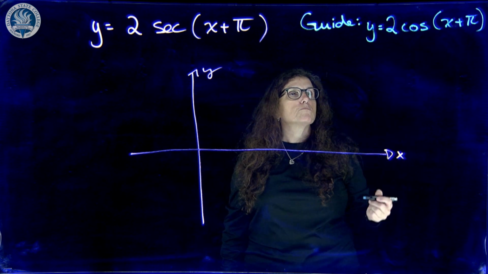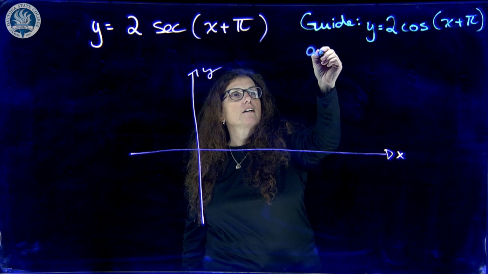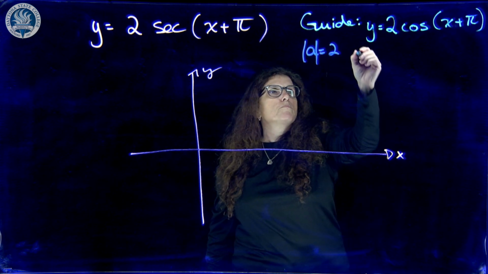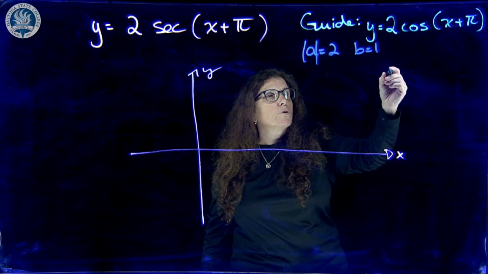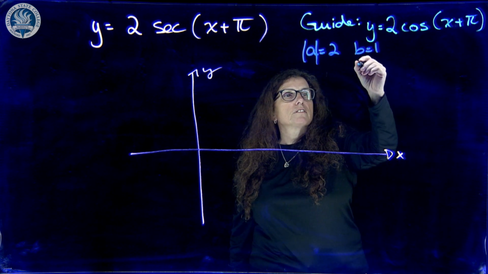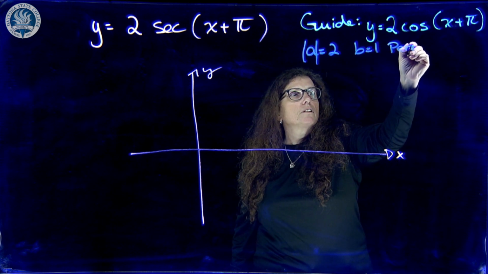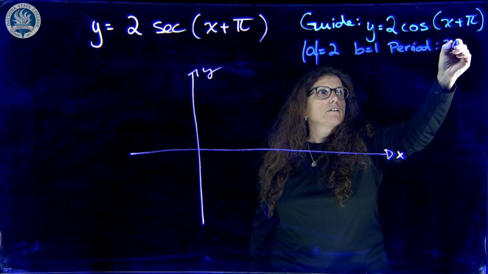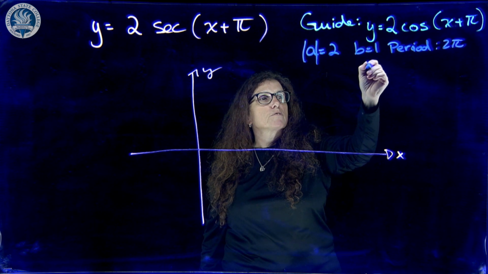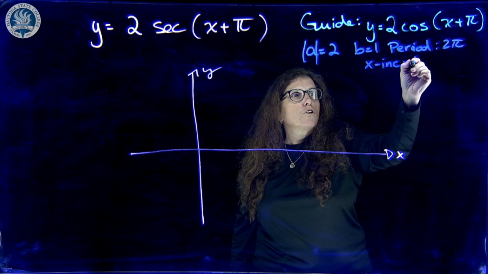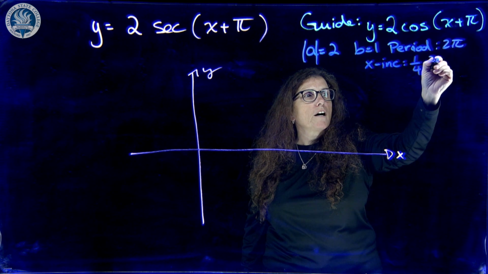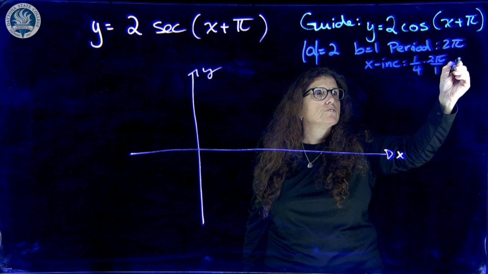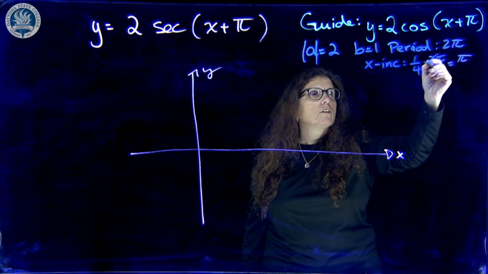Let's identify the important parts first. We have a, the amplitude is equal to 2. B is equal to 1, so that makes our period 2 pi over b, which is 2 pi. Our x increments, 1/4 times 2 pi. Let's make that over 1. That is equal to, we can reduce, pi over 2.